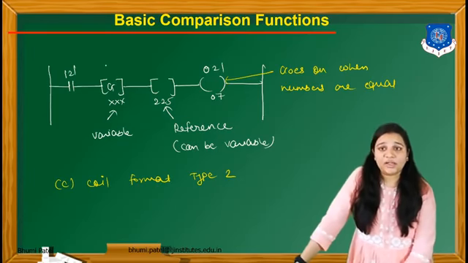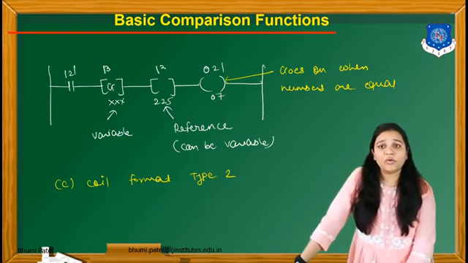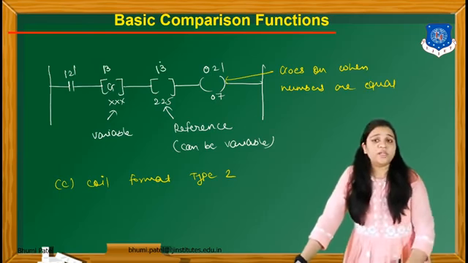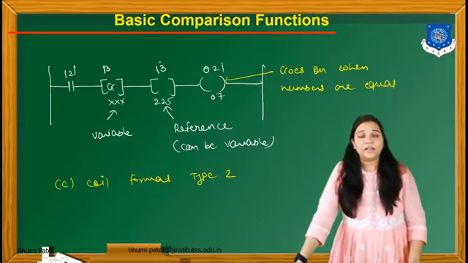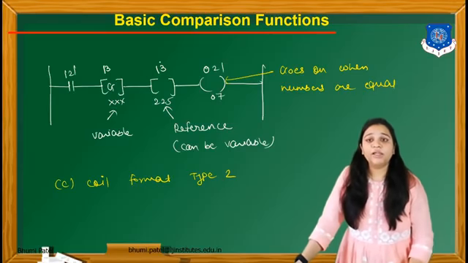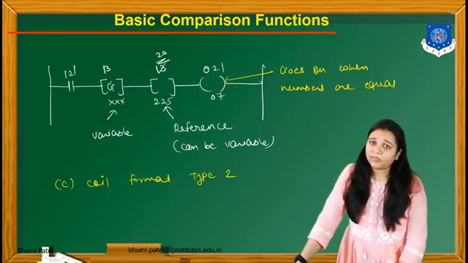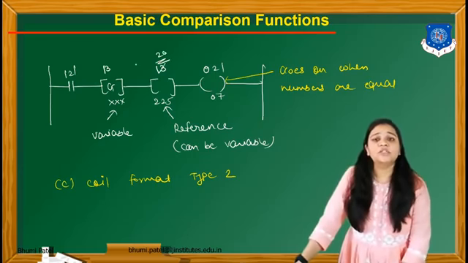Suppose in G they have given the number 13, and the reference number they have already given is also 13. So both the numbers are equal, which means the output goes on when the numbers are equal. If in the reference they give the number 20, you can check that the variable and the reference number are not equal.